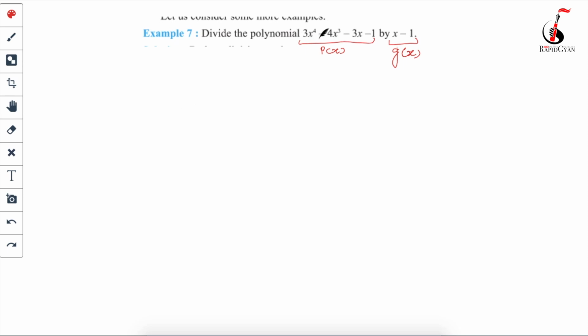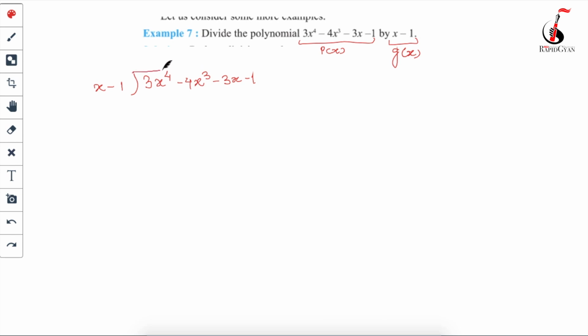But these polynomials are already in their standard form, because they are written in the descending order of their degree. All the terms of this polynomial are written in the descending order of their degree. So now we will simply divide. Write this: this is your dividend, 3x to the power 4 minus 4x to the power 3 minus 3x minus 1, and you will have to divide it with x minus 1.